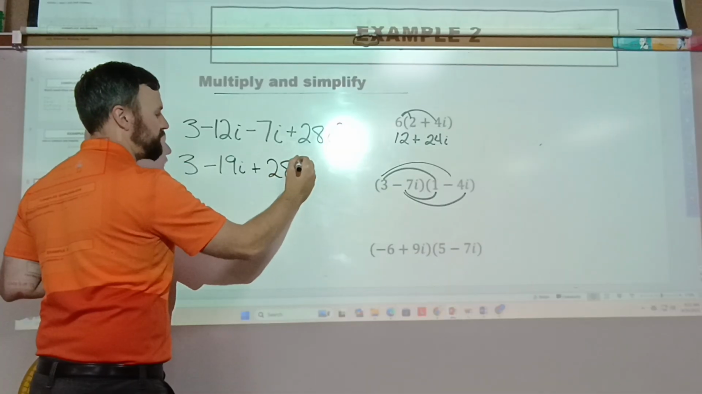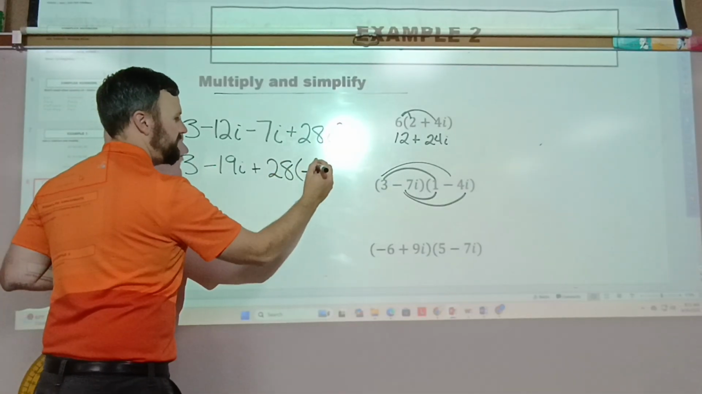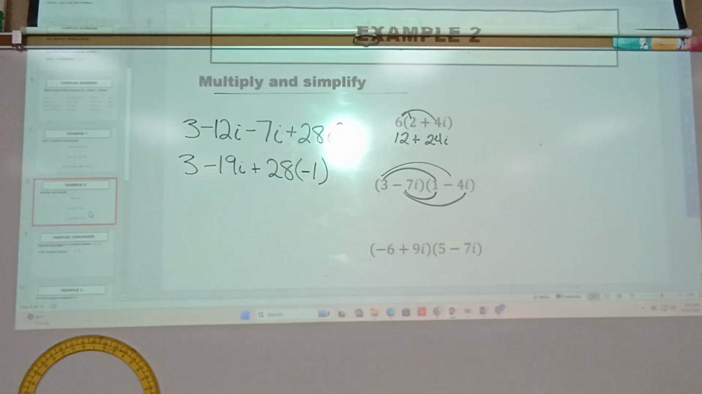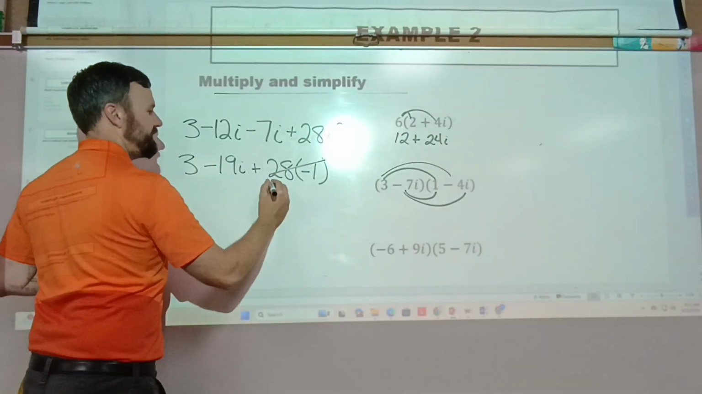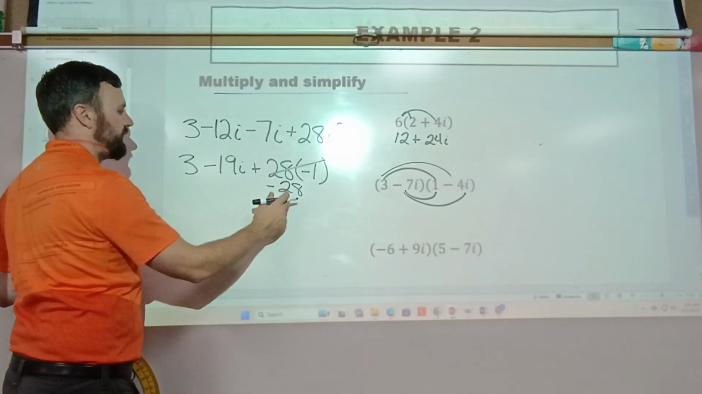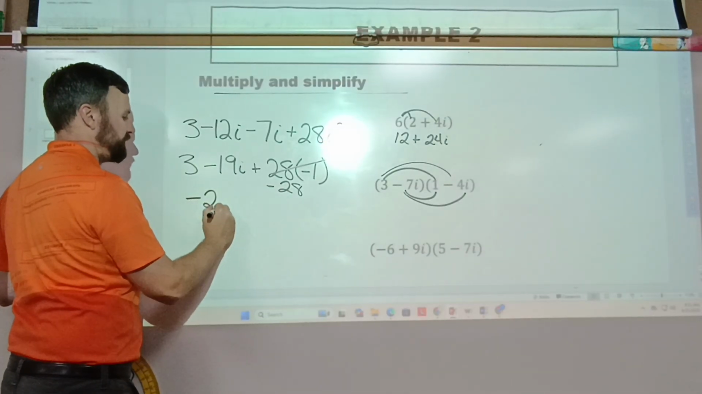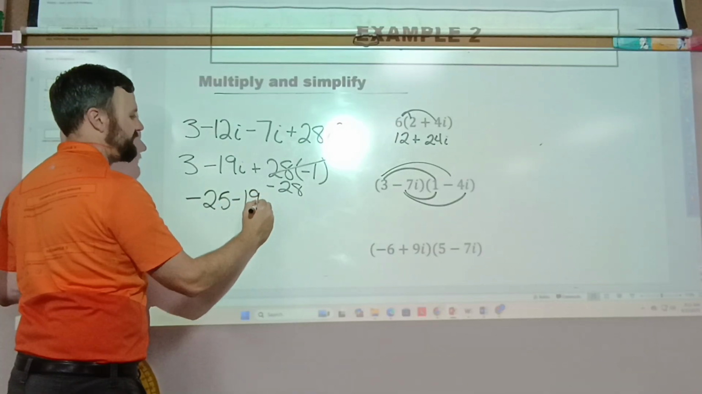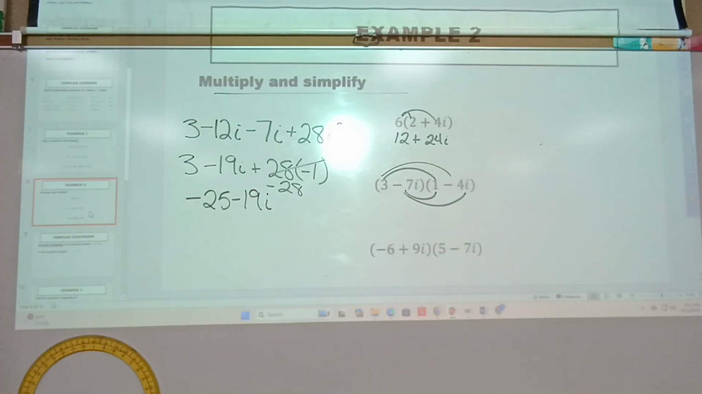What's i squared equal to whenever I see it? Negative 1. Okay? Negative 1. That's going to be important because sometimes, have you ever seen an equation that's a quadratic and the quadratic equation comes out and you're like, oh, no solutions? It has solutions. They're just not real. So that becomes negative 28. So I get what? 3 minus 28 is negative 25 minus 19i. Okay?